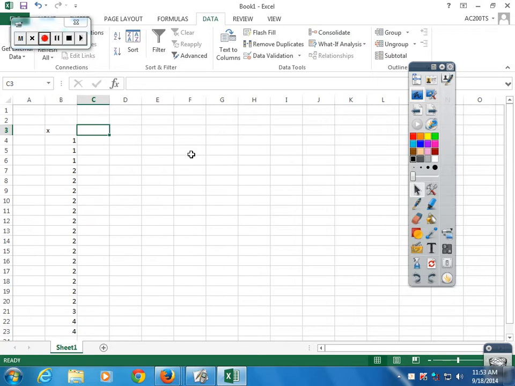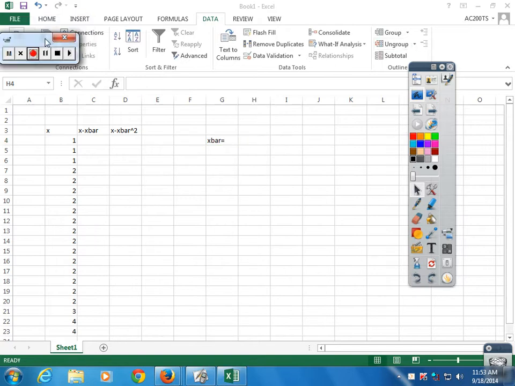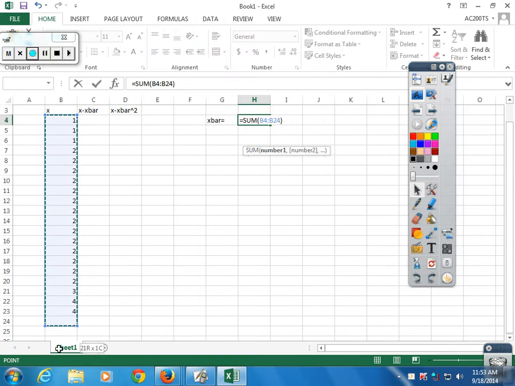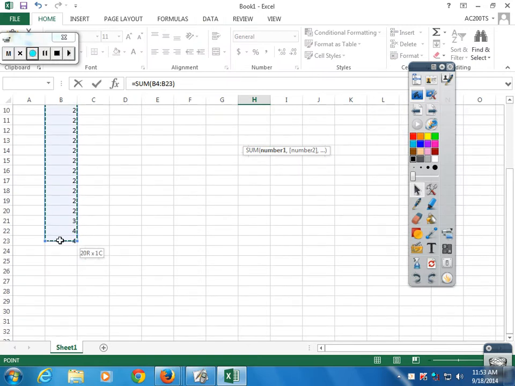And x minus x bar, and x minus x bar quantity squared. It's supposed to be parentheses, but I'm trying to hurry. So x bar is equal to, and we're going to do a summation of all these numbers. How many are there? Anybody count?